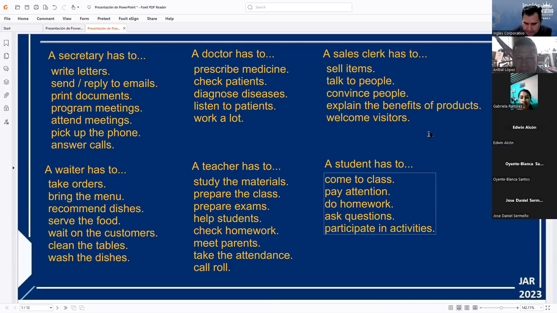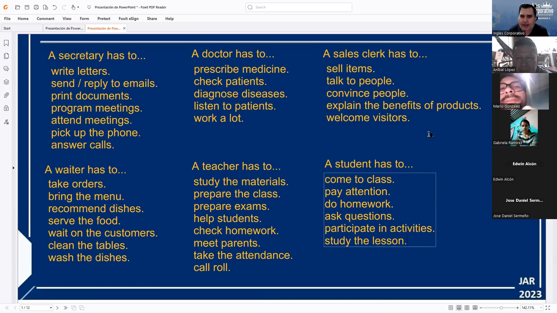Participate in activities. What else? Study the lesson. What else? Do homework. Be punctual. Has to be punctual. Okay. Study the lesson. Participate in activities. Ask questions. Do homework. Okay. What else?